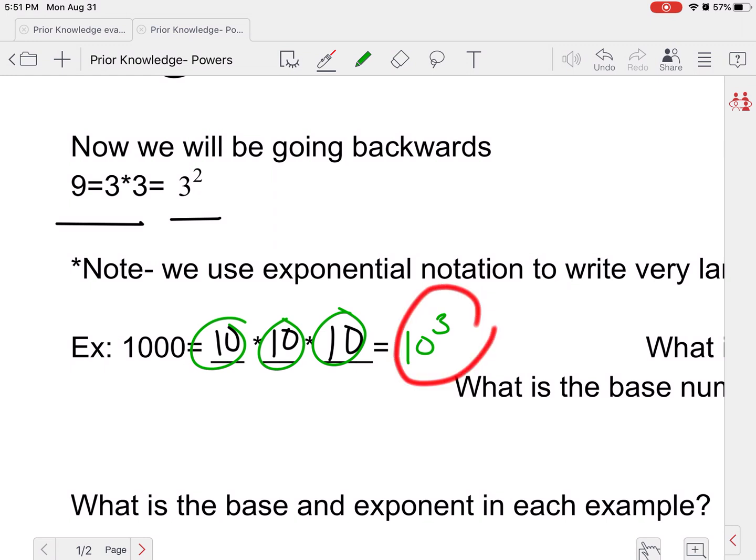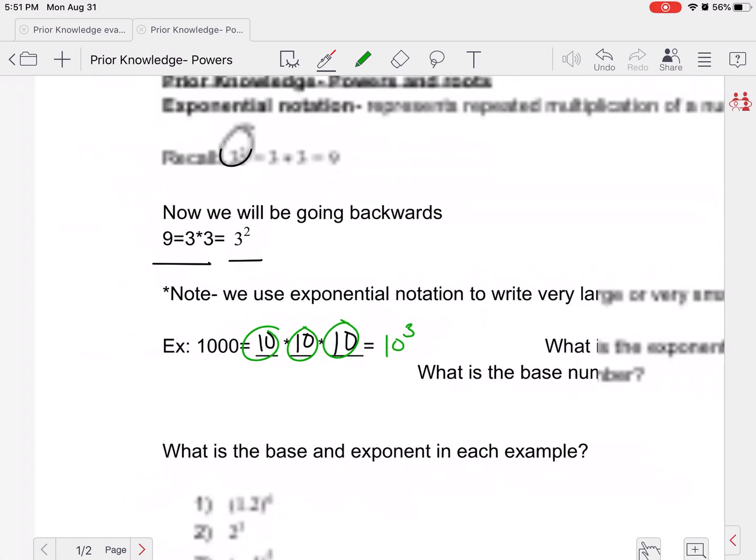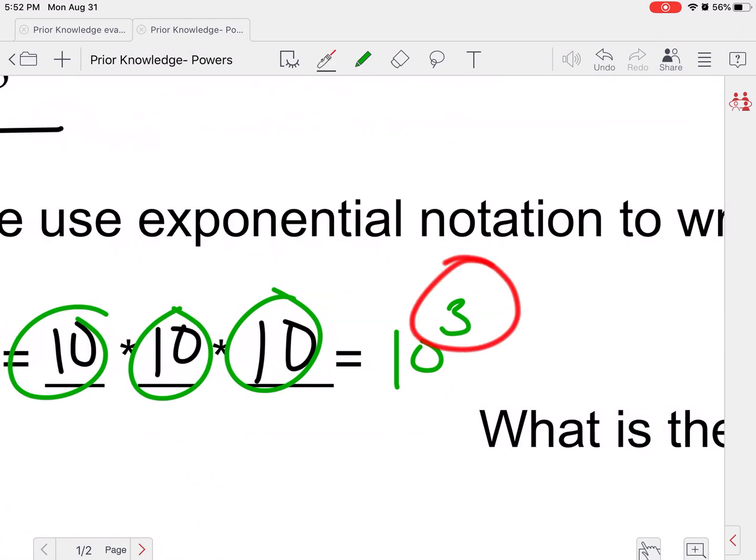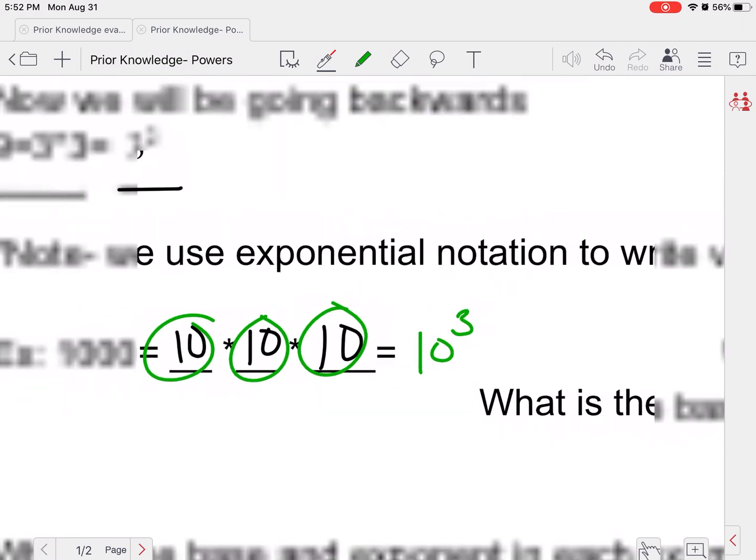The big thing we see students do a lot is they do 10 times 3. But this is saying 10 written 3 times. So our base number is 10, and our exponent would be 3. Exponents are usually written a little bit smaller than the base number, and they're written at the top right-hand corner there.